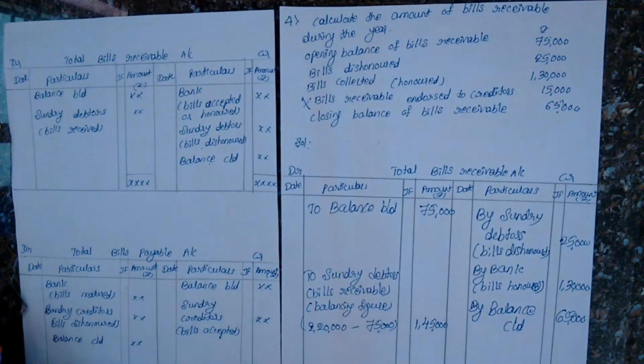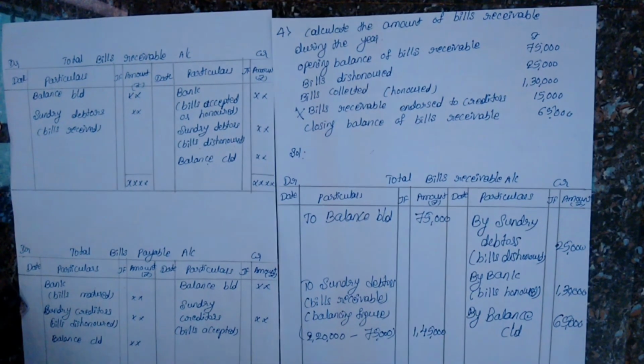First we have to find the format. Later we have to calculate the entries. With the help of this information, we prepared the total bills receivable account.